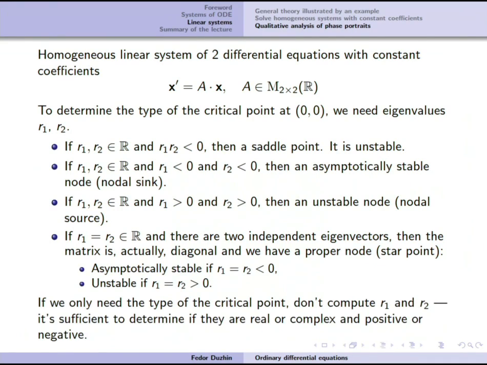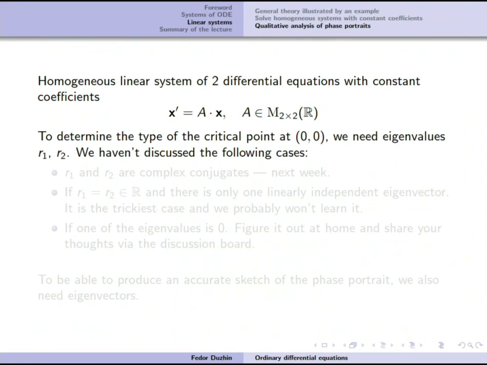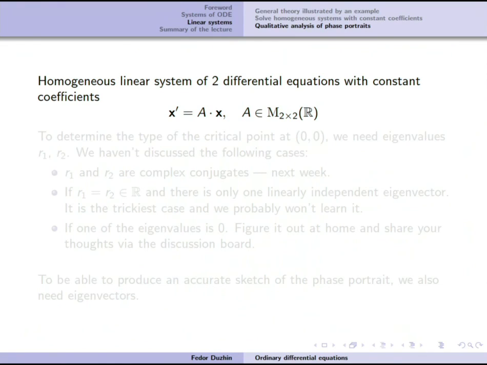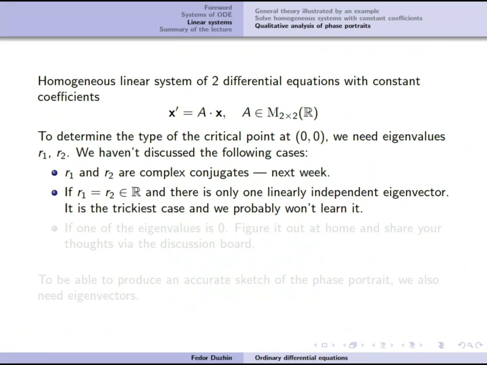So if we just want the type, then all this information can be extracted from the trace and the determinant. And here is how we can do it. All of this is what we have discussed. But besides, we haven't discussed some cases. We haven't discussed complex eigenvalues, and we haven't discussed the case when the matrix is not diagonalizable.